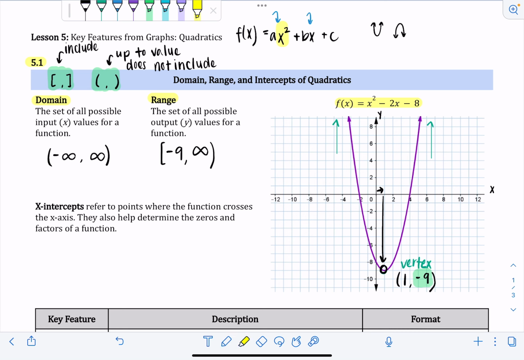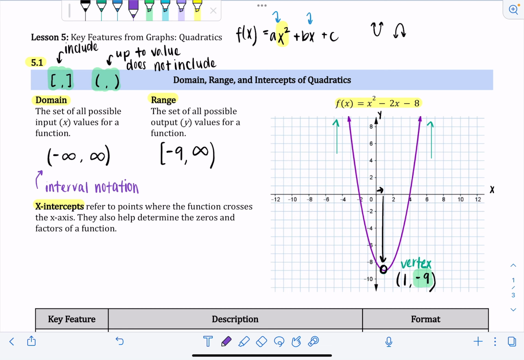Okay, before we move down, I'm going to add a note: the way that we wrote domain and range is called interval notation. So if you ever want to look up extra examples, that's what you would look it up by: interval notation.